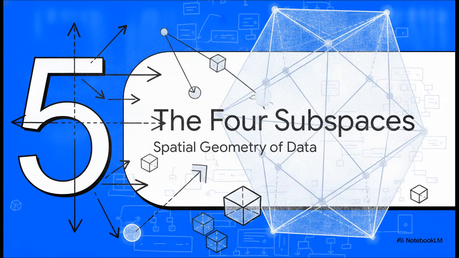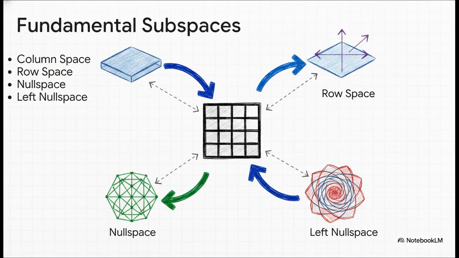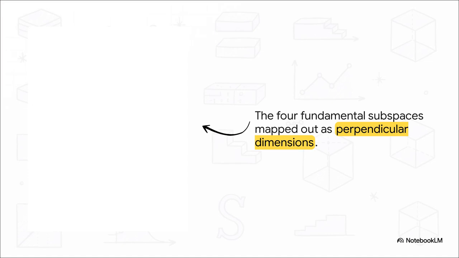And finally, part 5, the 4 fundamental subspaces and the actual spatial geometry of data. Here's the wild part. Every single matrix ever created generates 4 fundamental subspaces. You have the column space, which contains all combinations of the columns, the row space, which has all combinations of the rows, then there's the null space, containing all the solutions where the matrix times a vector equals 0. And finally, the left null space, doing the exact same thing for the transpose matrix. These 4 spaces act as the ultimate organizational framework for literally all linear equations in an AI network. And the coolest part is that these spaces actually exist geometrically as perfectly perpendicular dimensions.